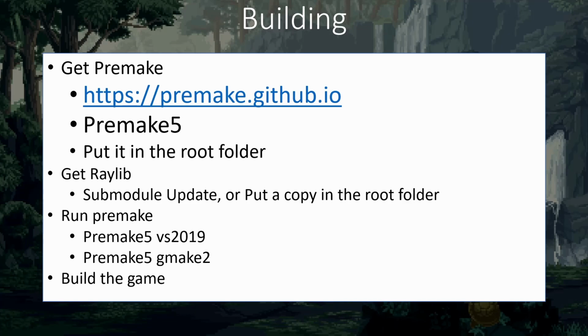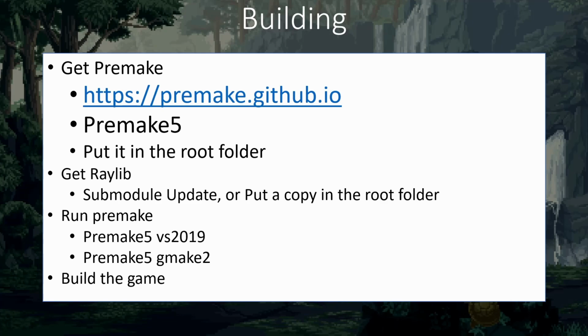Next, I want to cover the basics on how to build the game. Like all of my projects, this uses Premake. So you'd need to download Premake from the URL shown here. You'll need Premake version 5. You get the Premake for the platform you're on, either the Windows, Mac, or Linux version. You'll put Premake in the root folder of the game.